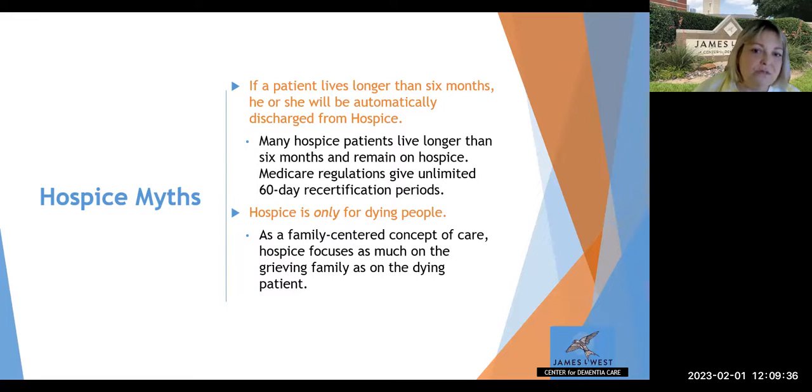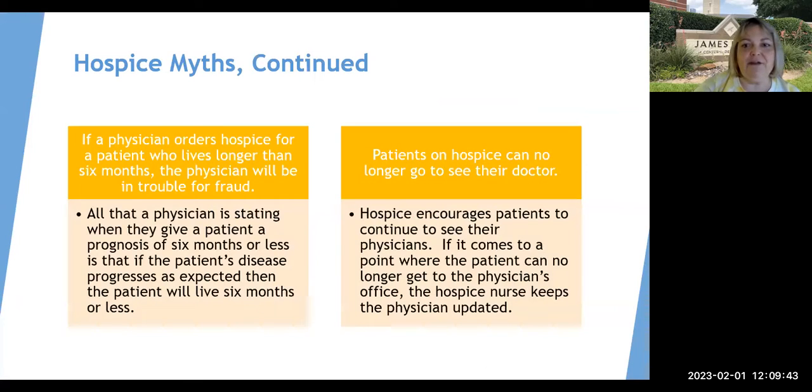Hospice is only for dying people. The hospice is also for the family. They take care of the patient and the family. Here's a myth. If a physician orders hospice for a patient who lives longer than 6 months, the physician will be in trouble for fraud. No, they won't, because many times a person will live longer than 6 months after they have gone on hospice. All that physician's doing is stating that they believe their prognosis is 6 months or less.